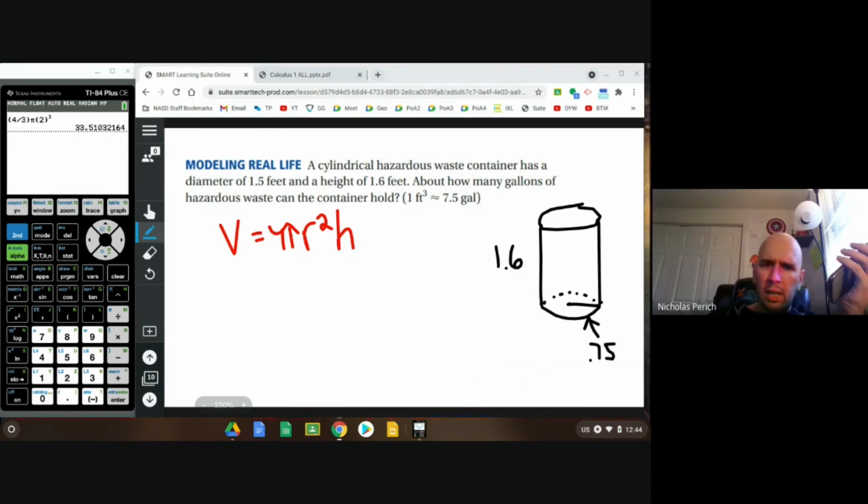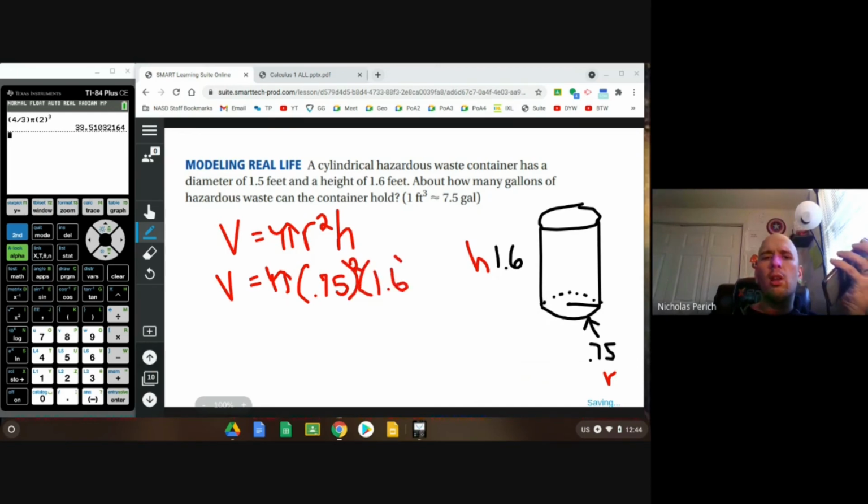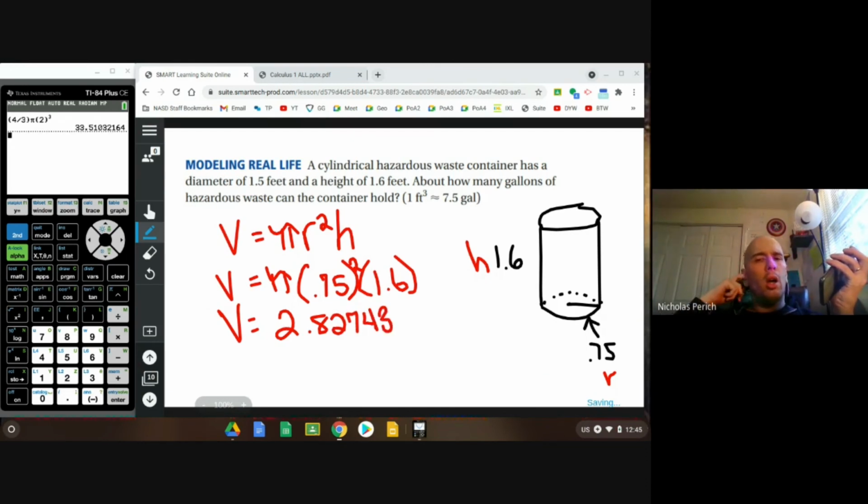Right. So that's my radius. That's my height. Volume equals pi times radius, which is 0.75 squared, times my height, which is 1.6. Pi times 0.75 squared times 1.6. The answer is 2.82743. Now here's the thing. That's feet cubed.